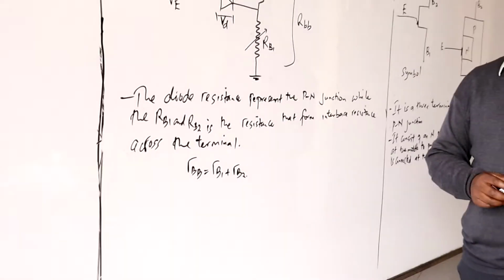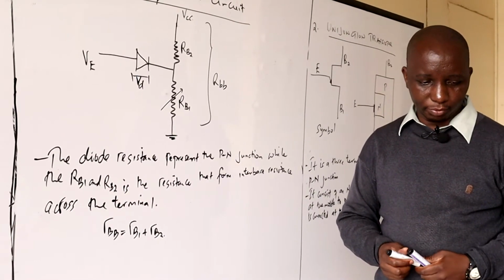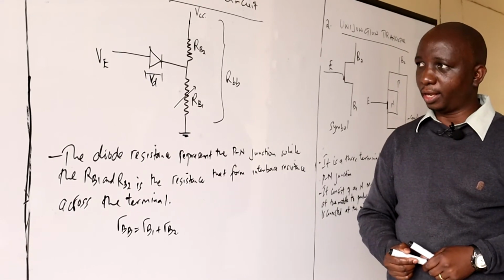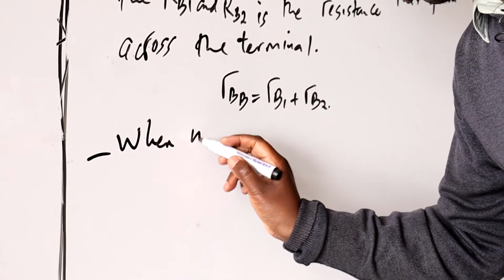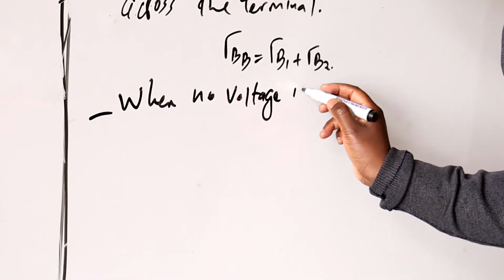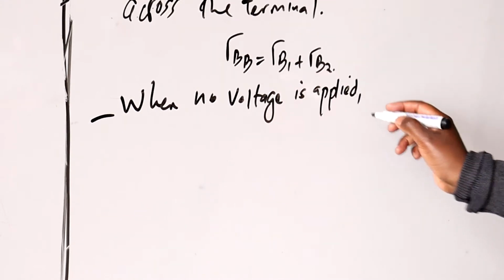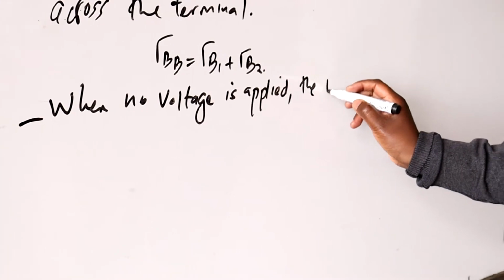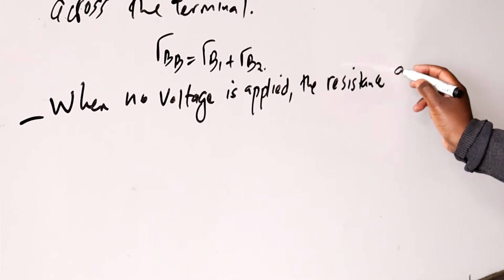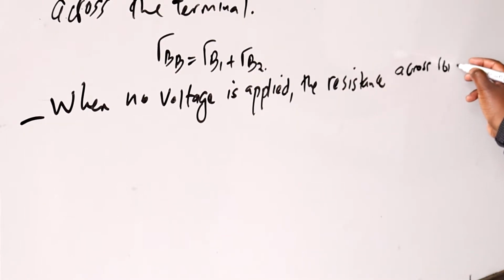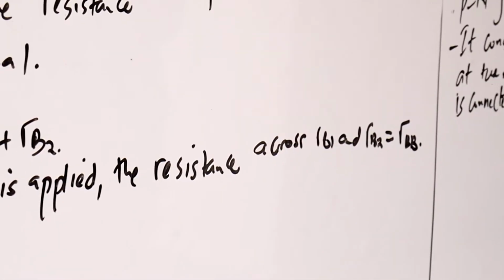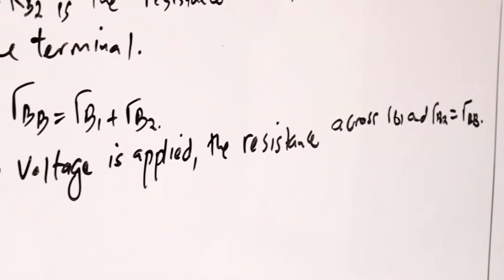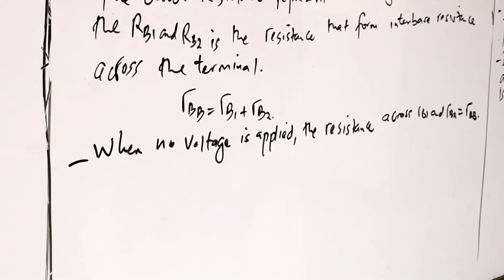When there is no voltage applied, the UJT resistance RBB is supposed to be the total resistance. We need to understand that when no voltage is applied, the resistance across RB1 and RB2 is given as the resistance across RBB. And it varies with the applied voltage VE.